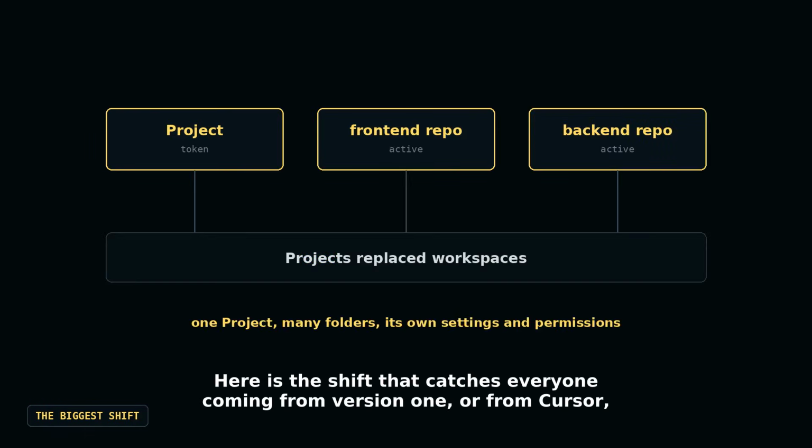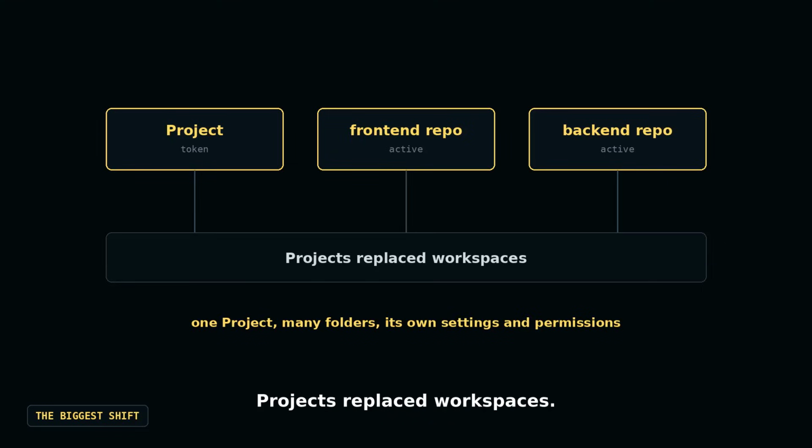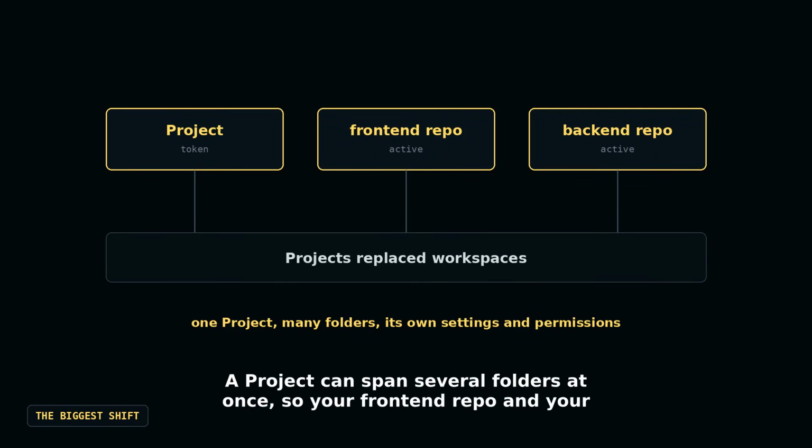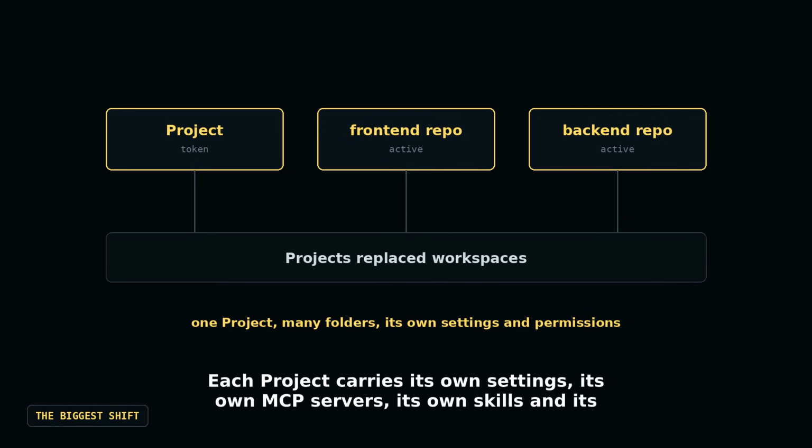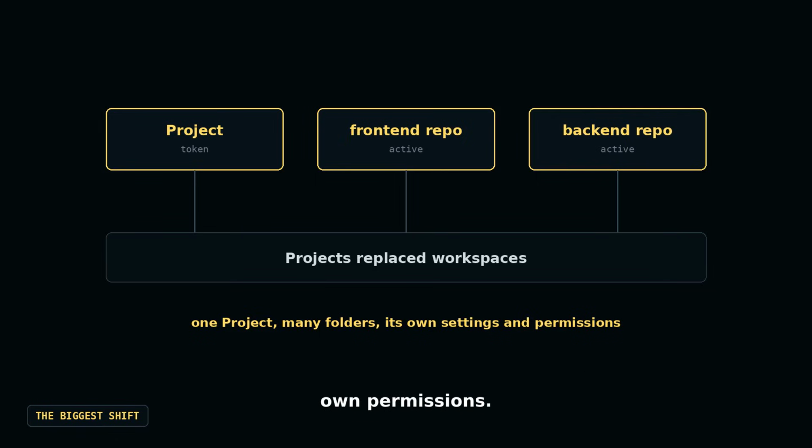Here is the shift that catches everyone coming from version 1, or from Cursor, or from VS Code. Projects replaced workspaces. A workspace was one folder. A project can span several folders at once, so your front-end repo and your backend repo live inside the same project, and the agent sees both. Each project carries its own settings, its own MCP servers, its own skills and its own permissions.